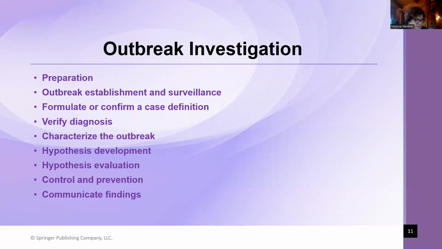So the next thing we're going to do is outbreak establishment and surveillance. Remember when we first started hearing about COVID-19, we all heard of Wuhan, China, because they noticed a change in the pattern of the health of those people, and they all had similar signs and symptoms. So first we're going to establish if there is an outbreak, and then we're going to define how we're going to define the case.